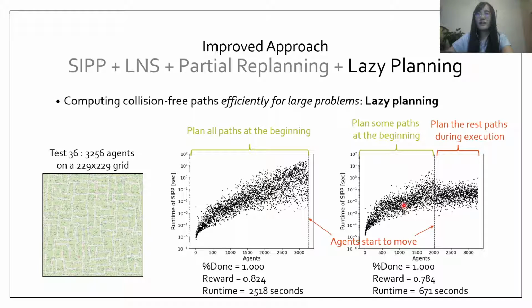However, if at the very beginning we only plan paths for some of the agents, and then let the agents start to move, then for the rest of the agents, we plan their paths during execution. As you can see in the figure, this method takes much less time than the previous method. The reason is that once the agents start to move, some agents already reach their goal locations and disappear from the map. So there are fewer collisions that we need to consider. Therefore, the path planner part becomes easier. And eventually, in this case, it takes us only 600 seconds to solve the problem.